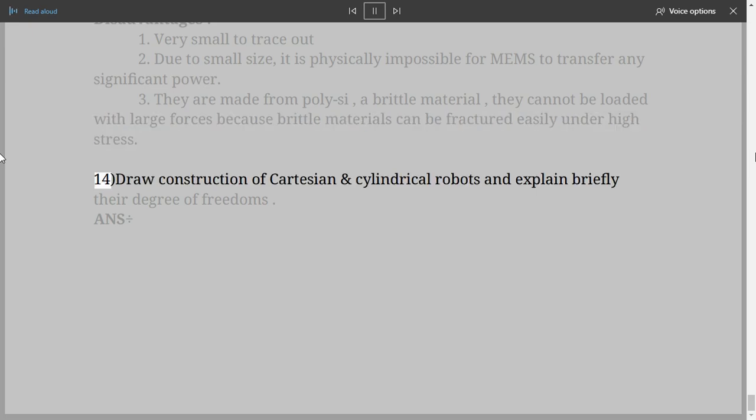14. Draw construction of Cartesian and cylindrical robots, and explain briefly their degrees of freedom. ANS.